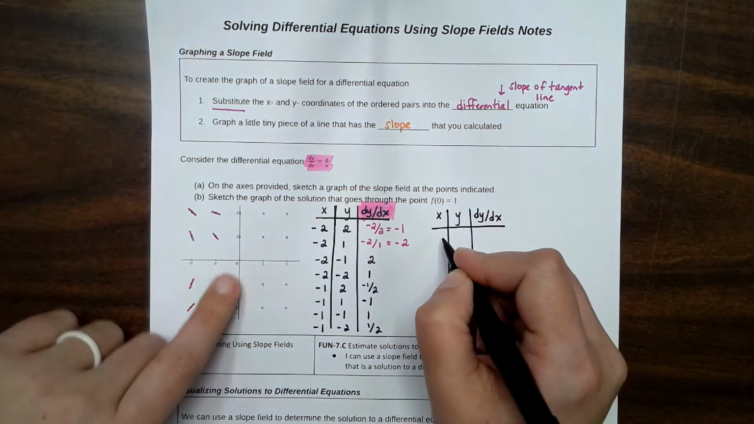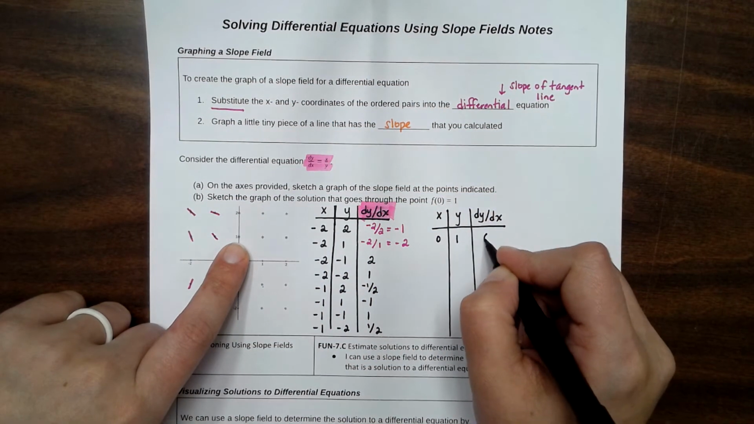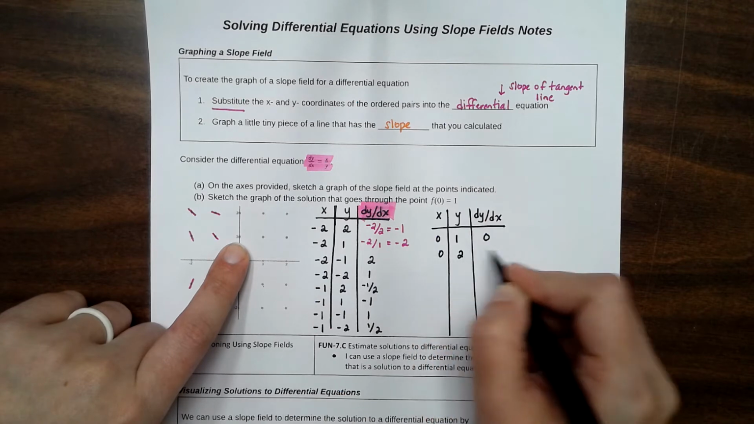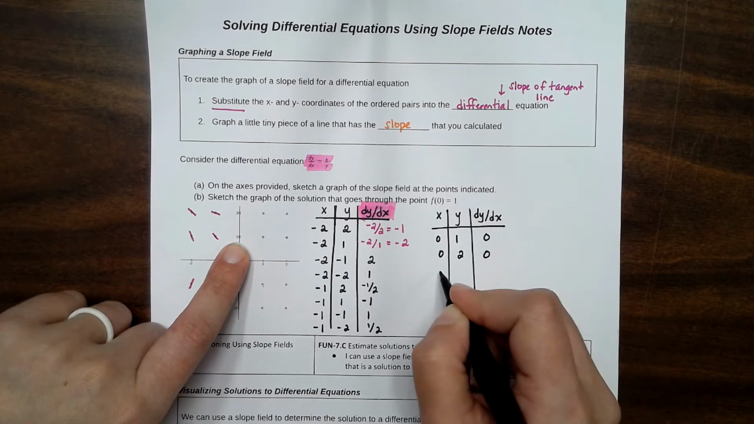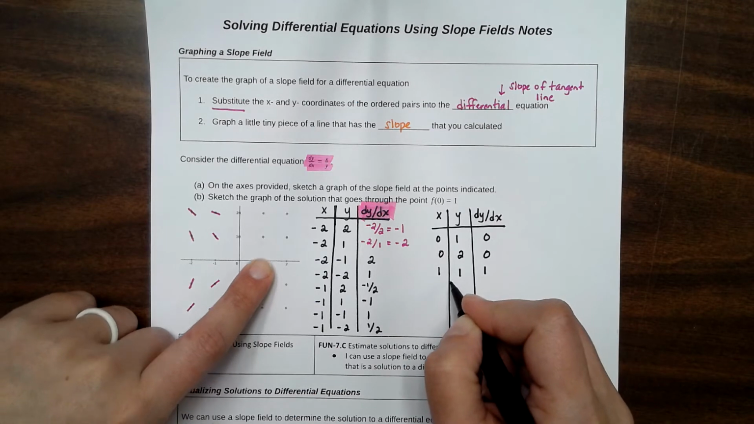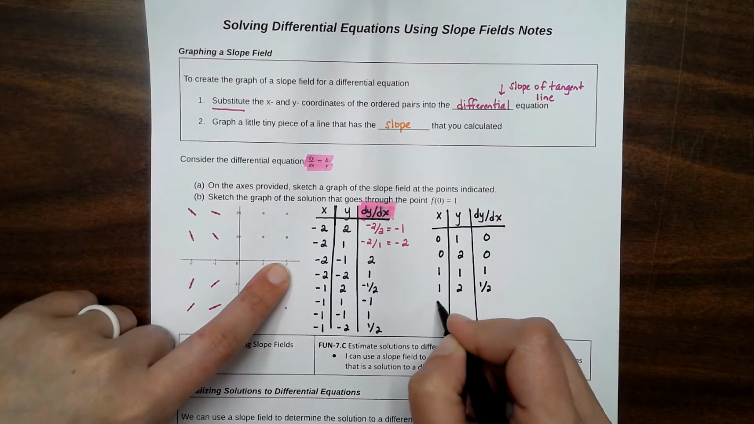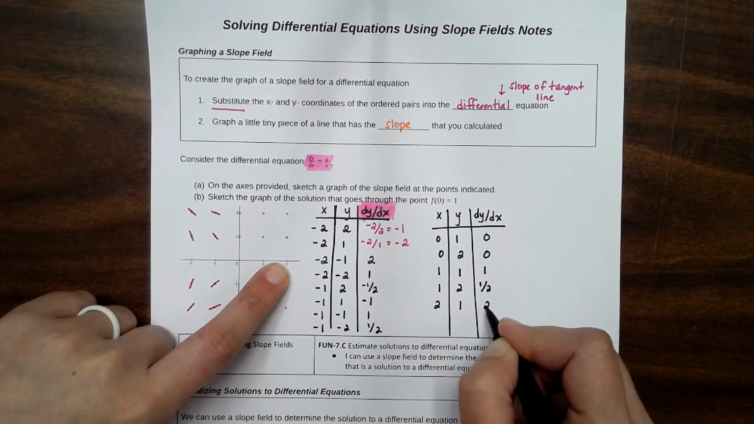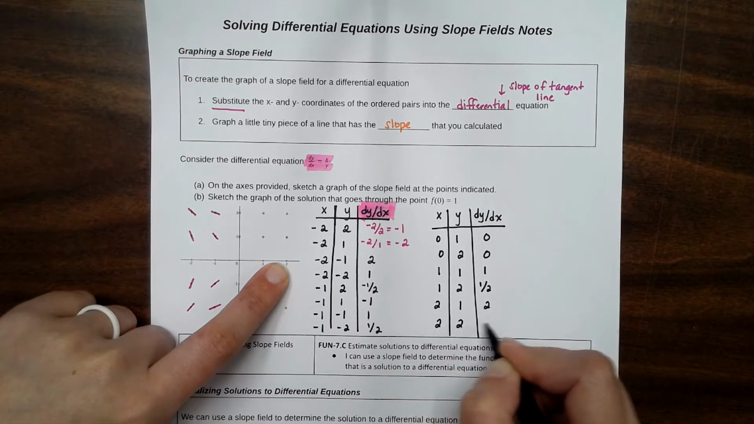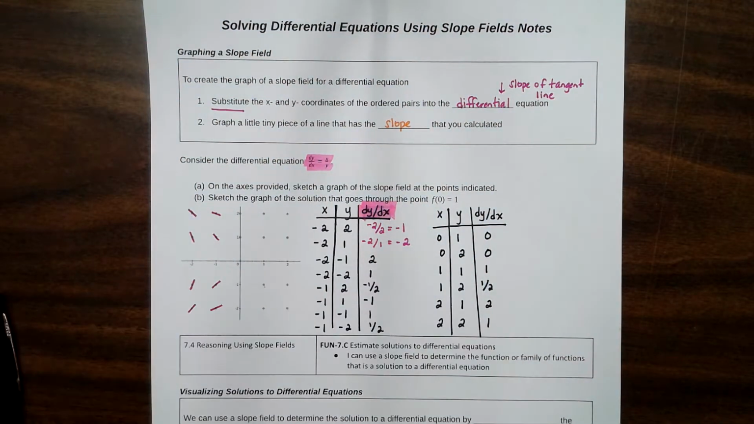So the point 0, 1 would have a slope of 0. The point 0, 2 would have a slope of 0. The point 1, comma 1 would have a slope of 1. The point 1, comma 2 would have a slope of 1/2. The point 2 comma 1 would have a slope of 2, and 2 comma 2 would have a slope of 1. So I'm kind of just doing the ones that are up here to give you an idea of what this would look like.